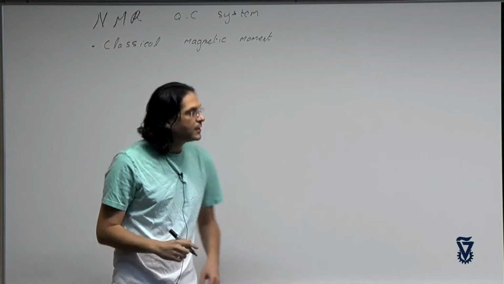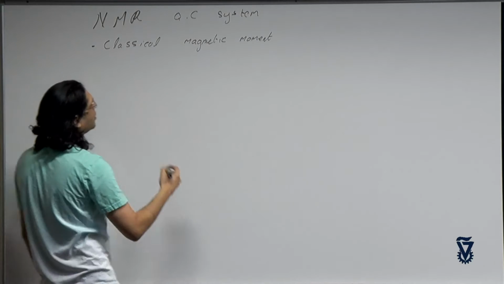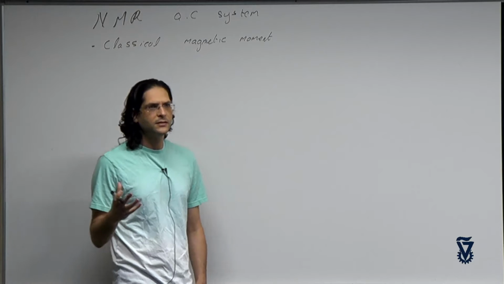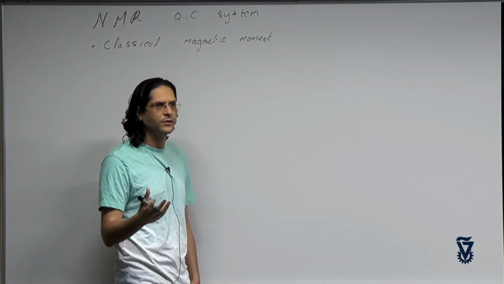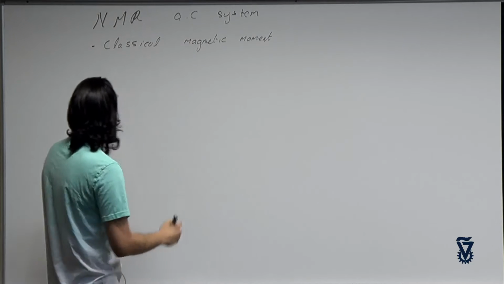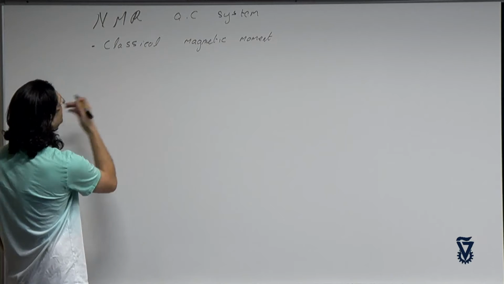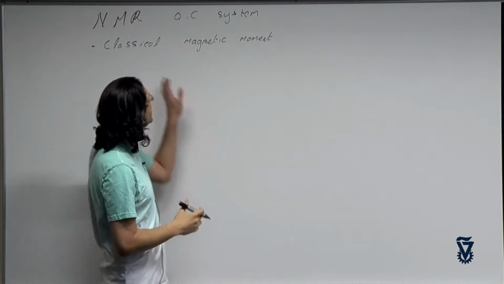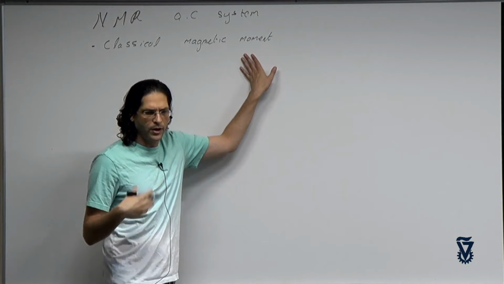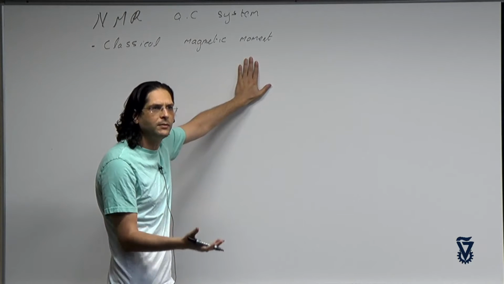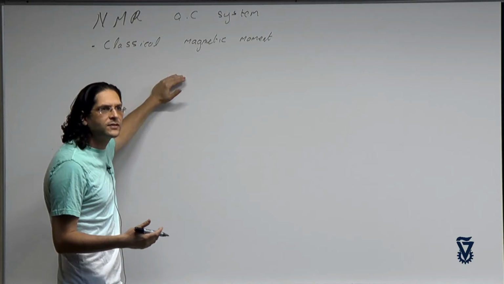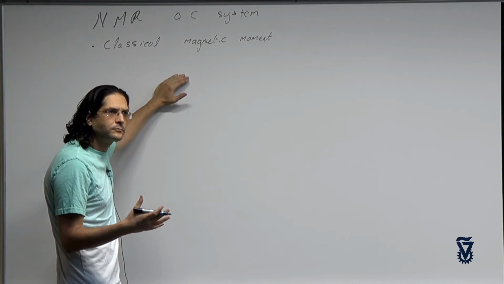Then we're going to see how this classical magnetic moment basically behaves the same as a quantized system. We're going to see the quantum version of this. And then we're going to see how these interact with light. We're going to take the classical magnetic moment, add some fields to it, see how we can manipulate the classical system. Then we will see that it behaves just like the quantum system.